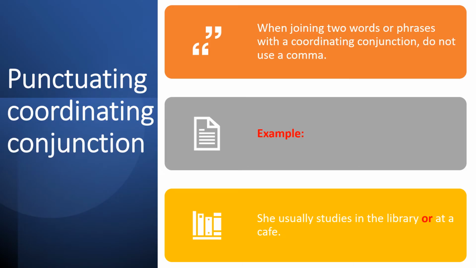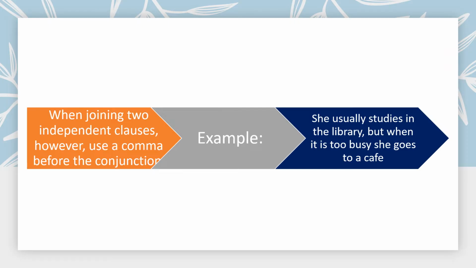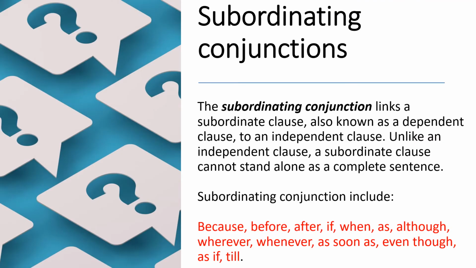Punctuating coordinating conjunction. When joining two words or phrases with a coordinating conjunction, we do not use a comma. For example, he usually studies in the library or at a cafe. When joining two independent clauses, however, use a comma before the conjunction. For example, she usually studies in the library, but when it is too busy, she goes to a cafe.